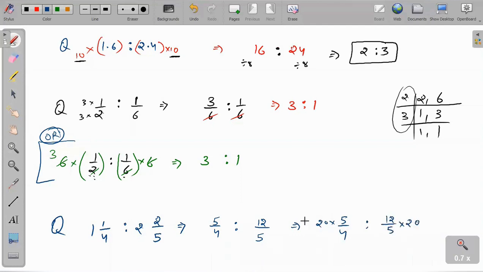At what numbers can you cut them out? 4 will cut out 20 at 5. 5 will cut out 20 at 4. So 5 times 5 is how much? 25. And 12 times 4 is what? 12 times 4 is 48. You will get 48. Perfect. Any confusion?